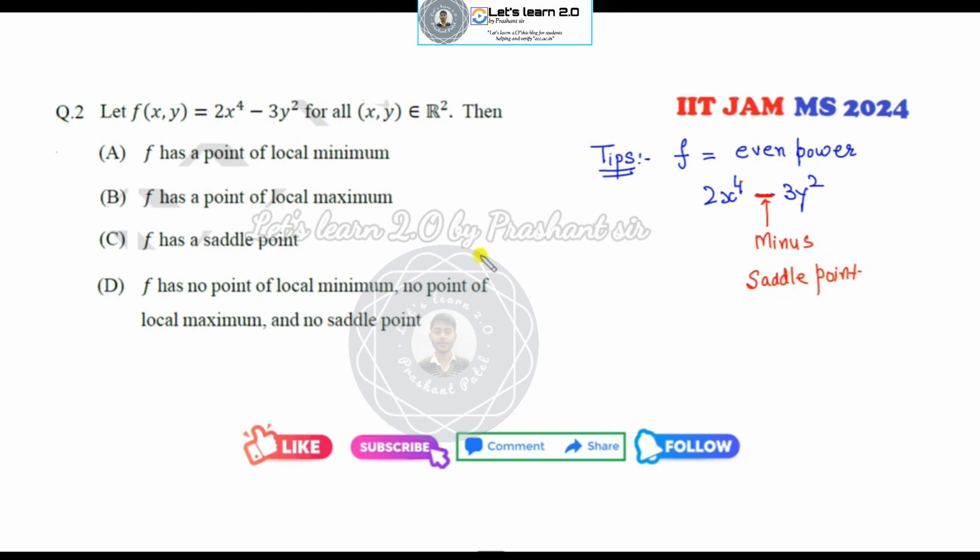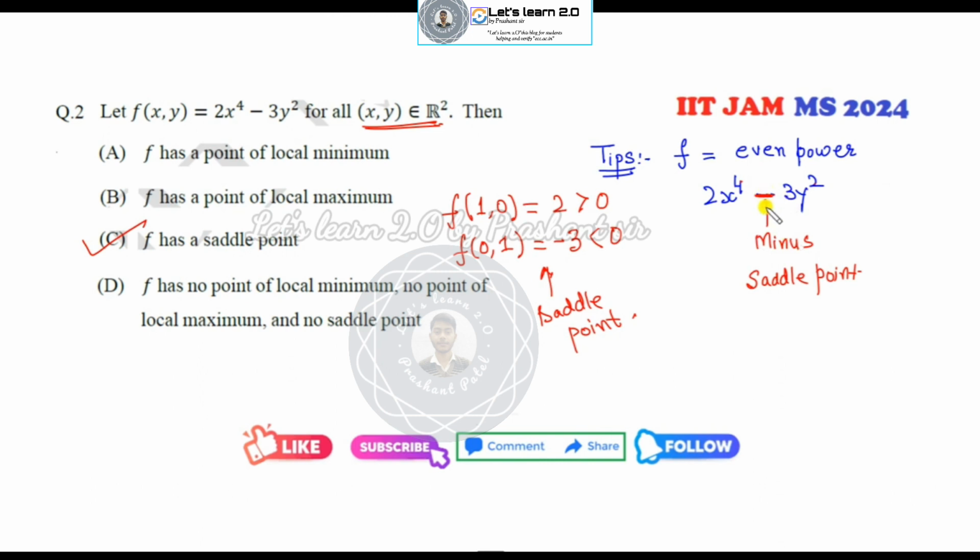How? You can easily see the meaning of the saddle point. If I simply take (1, 0), the answer is 2, which is greater than 0. But if I take (0, 1), the answer will be minus 3. So for some points it's greater than 0, for some points it's less than 0. What does it mean? It is neither maxima nor minima. That means it has a saddle point. So this is the right answer of this problem, and this is the simple tip for you.